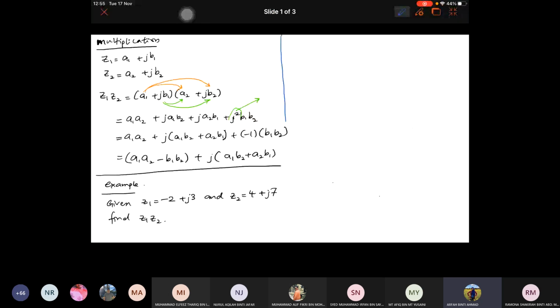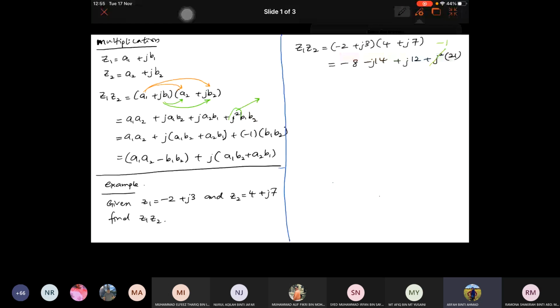So if you try this one, sebenarnya awak akan dapat Z1 darab Z2 dia akan sama dengan negatif 2 tambah J3 didarabkan dengan 4 tambah J7. So sama dengan 2 kali 4 negatif 8 tolak 14 J tambah dengan J12 tambah dengan J kuasa 2 darabkan dengan 21. So yang ini akan jadi negatif 1. So you will have negatif 8 tolak 21 tolak dengan J2. Okay. So dapat negatif 29 tolak J2. Okay. This is Z1 darab Z2.